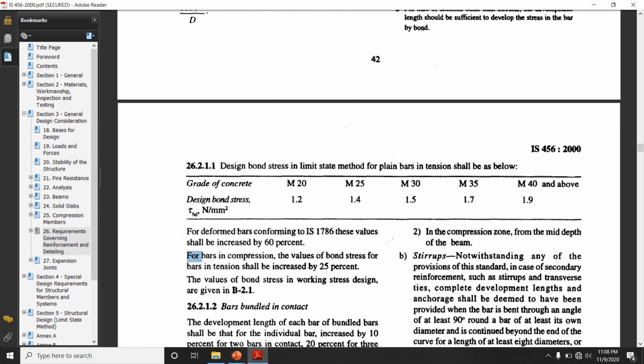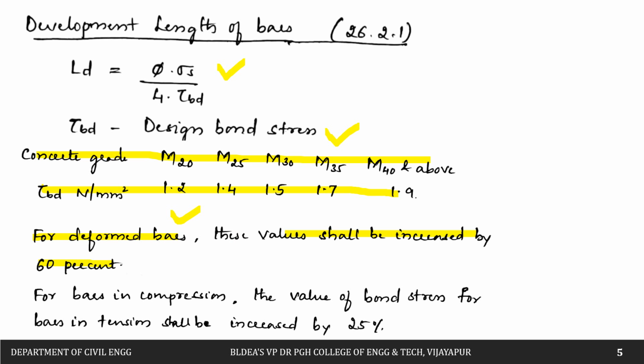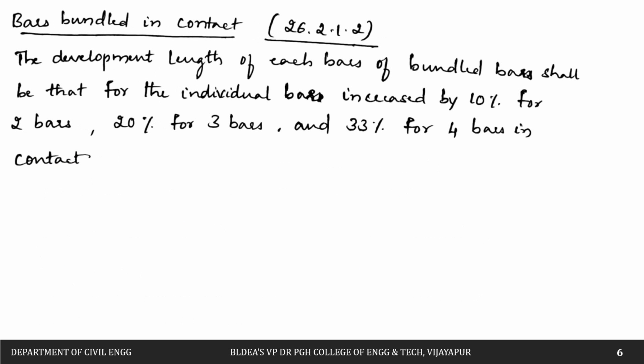Next, if you are going to use bars in compression, this value has to be increased. The value of bond stress for bars in tension shall be increased by 25% for bars in compression. So if you are using HYSD bars, you multiply by 60% increase, and above that you apply the 25% increase for deformed bars in compression. That is given in IS 456.